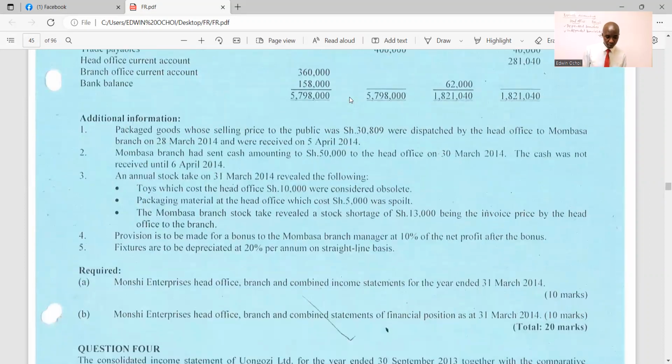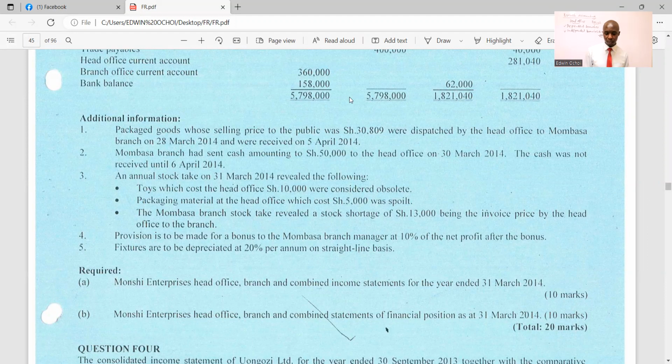Additional information. Number one, packaged goods whose selling price to public was shillings 30,809 were dispatched by the head office to Mombasa branch on 28 March 2014 and were received on 5th April 2014. So if you check the period, the financial year is ending 31st March 2014. But in note one, they are saying that these goods were received on 5th April 2014. That is after 5 days.